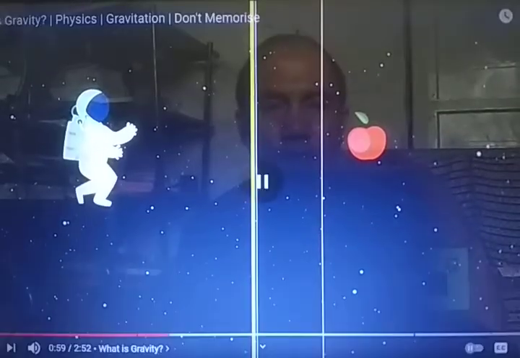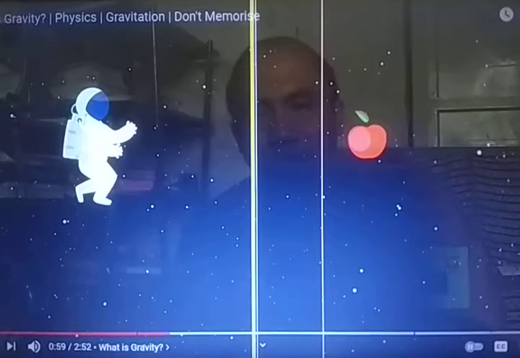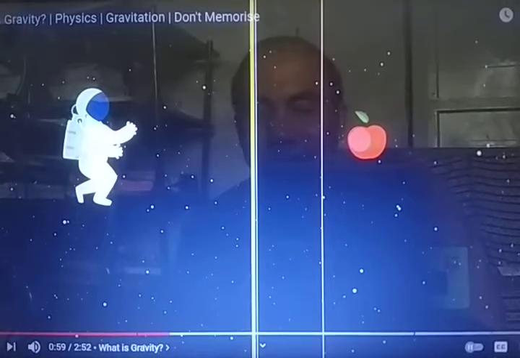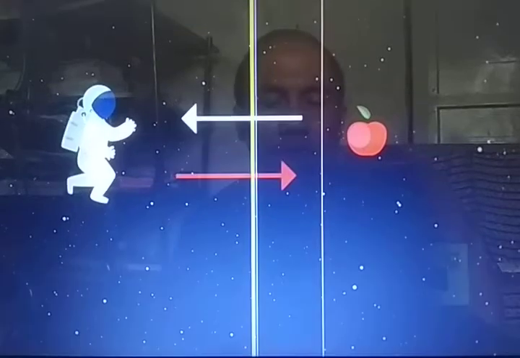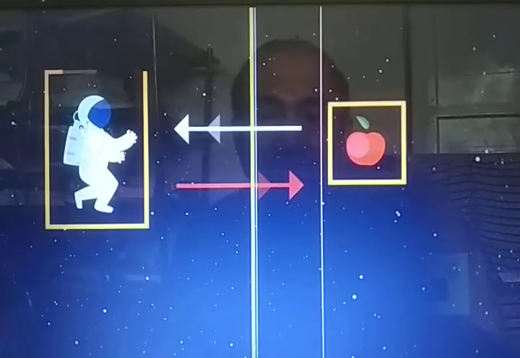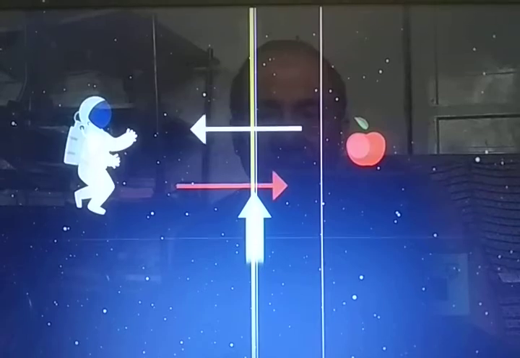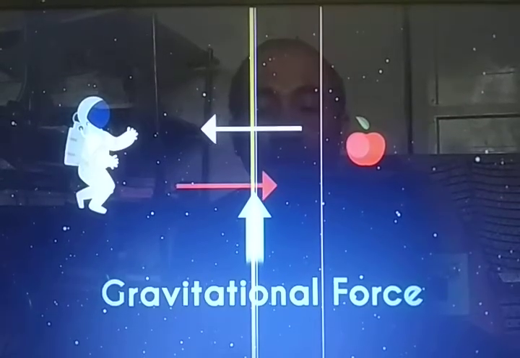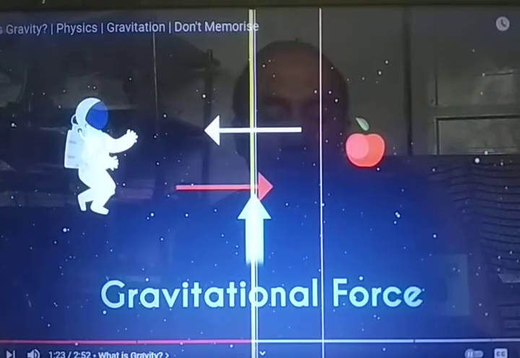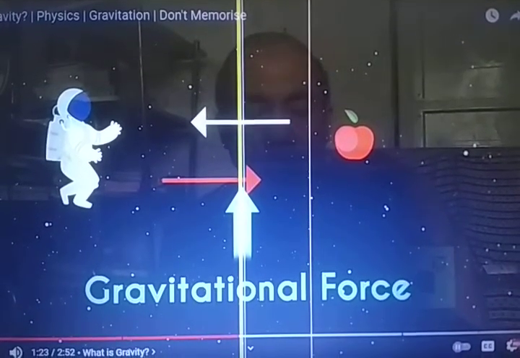To understand more about gravity, we'll take an example. Two objects in the universe: an apple and a man with a spacesuit. Both of them have non-zero mass, meaning they have a mass. Both of them attract each other. That means they are pulling towards each other. The pulling of these two objects towards each other is what we call gravitational force.